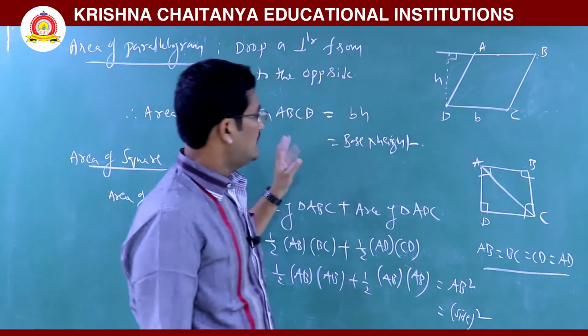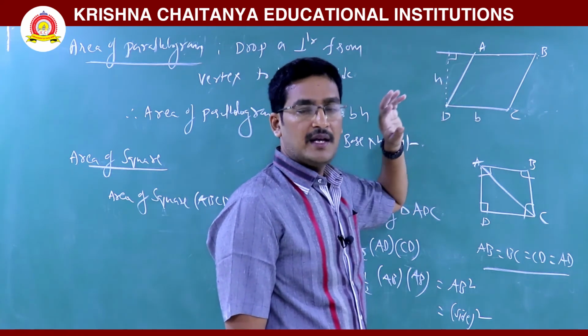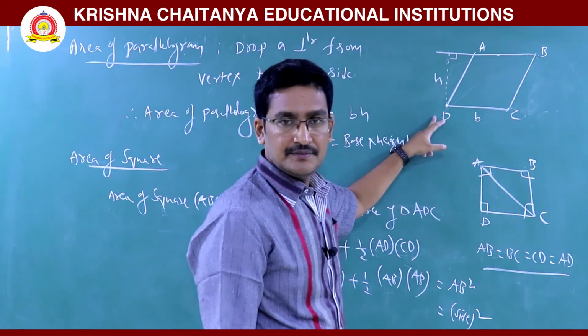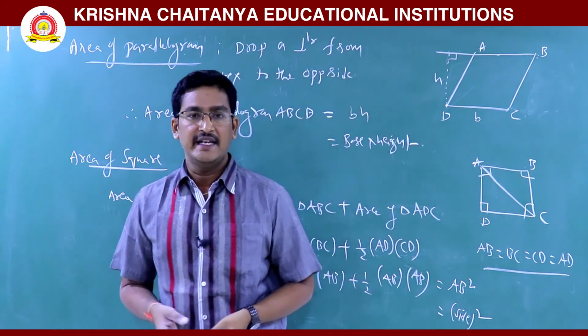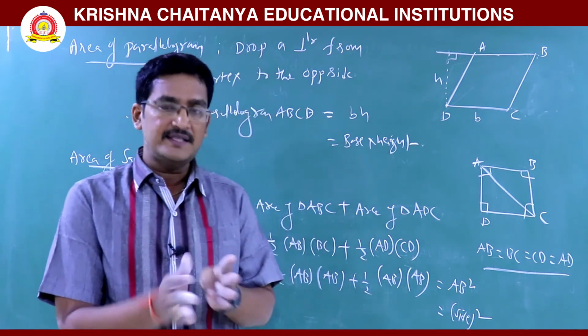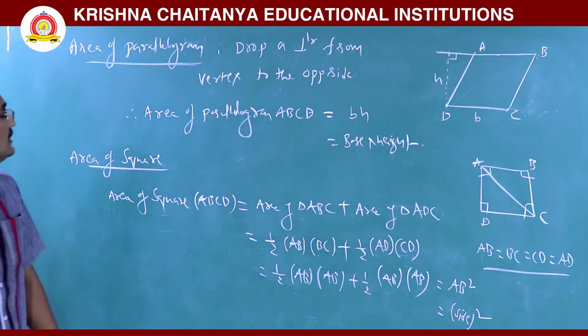What is the parallelogram area? Base into height. Multiply the base length by the height of that parallelogram, then you will get the parallelogram area. What is the area of a quadrilateral? Divide that quadrilateral into two triangles, then the area of the quadrilateral is equal to the area of the first triangle plus the area of the second triangle. Now let me explain about the area of a rectangle.